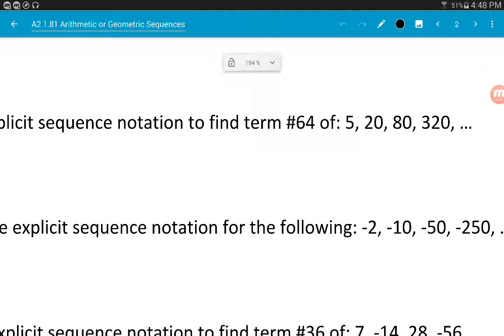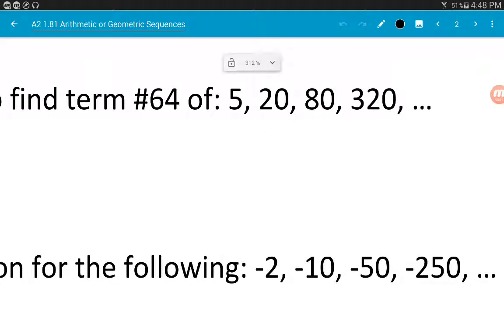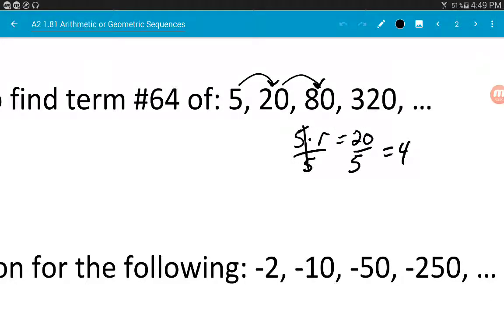They want to use the explicit to find term 64. So this is 5 to 20 would be plus 15. Well, this isn't plus 15, so I don't think that's what we're doing. This is plus 60. I think it's multiplication. So 5 times what would be 20? So 5 times r would equal 20. Divide both sides by 5, and I get that r is equal to 4.